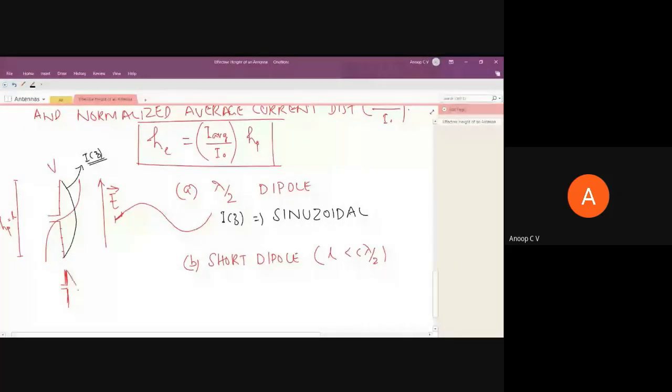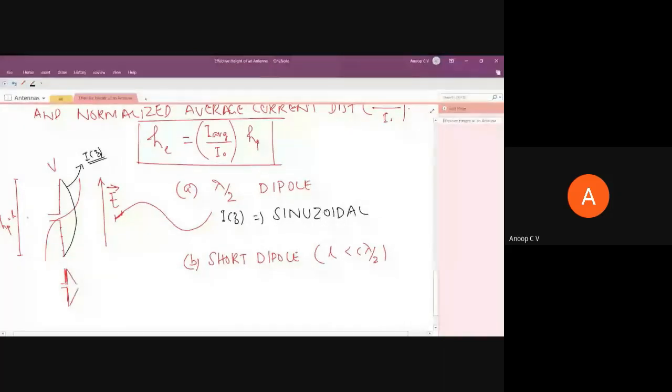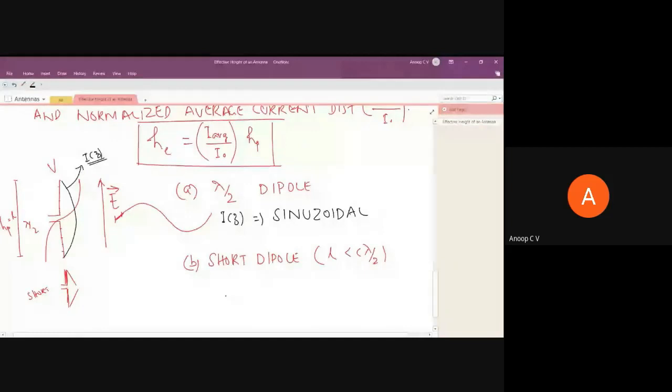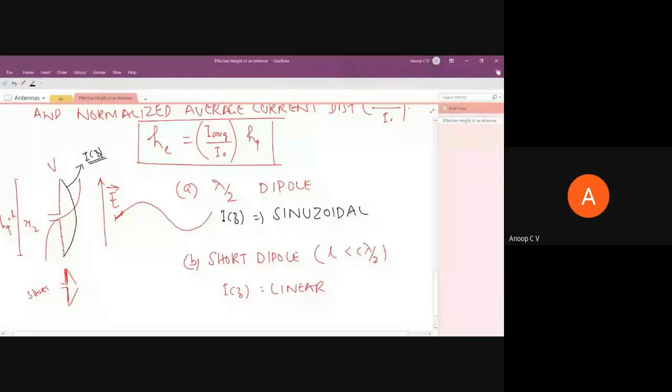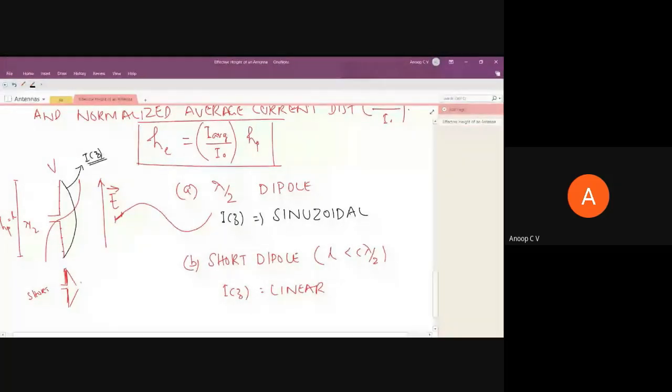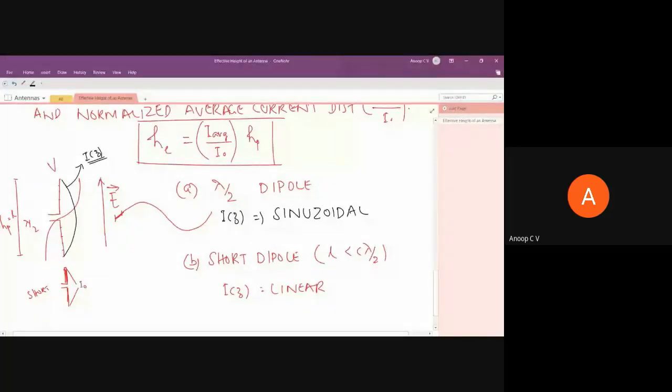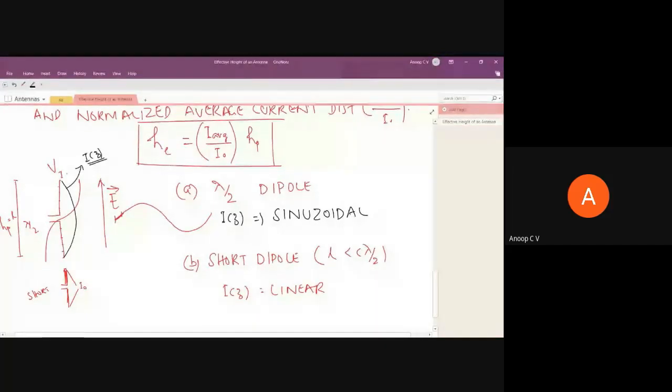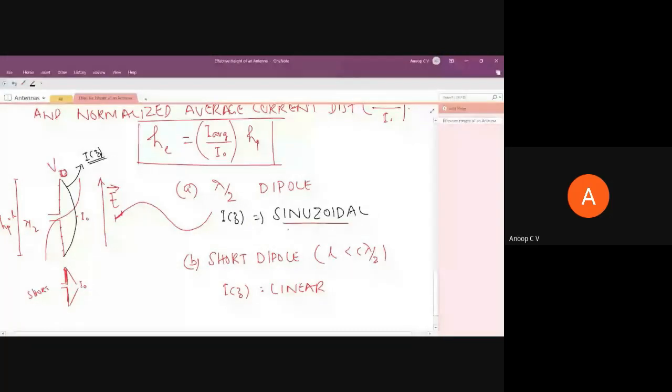So this is a lambda by 2 dipole, and this is a short dipole. For a short dipole, the current distribution I of z is linear. It is not constant throughout the length. You can see at the end the current is minimum, and it is increasing to a value I naught. In this case also, at the end the current is 0 and it is increasing to a value equal to I naught. So in the lambda by 2 case it was a sinusoidal distribution, and in the case of a short dipole it is a linear distribution.